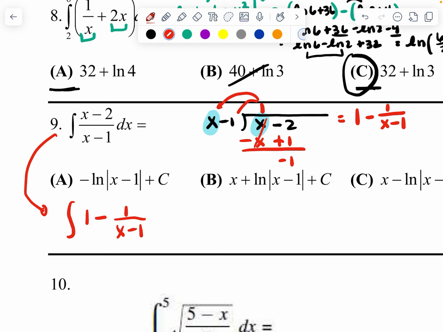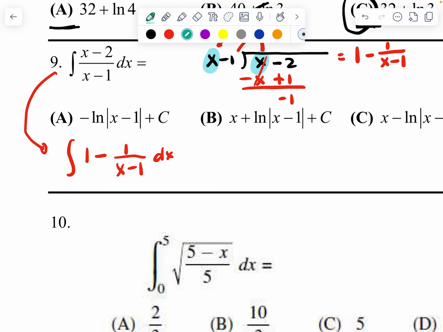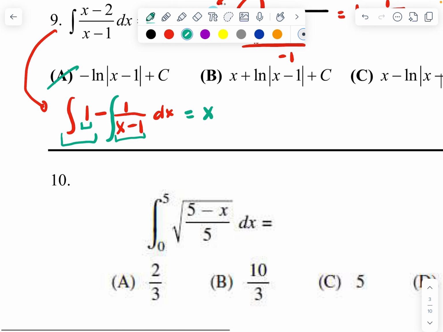Now remember, when you're doing this, you're going to have an easy part and a hard part, and you need to separate those two apart. So integrating 1 is easy. Integrating 1 over x minus 1 is a little bit harder, so I'm going to split the integral right there. And let's go ahead and do it. So the integral of 1 is just x. So I know I'm going to have an x in my answer, which means that A is out. And that's about it. Okay, and then I have minus.